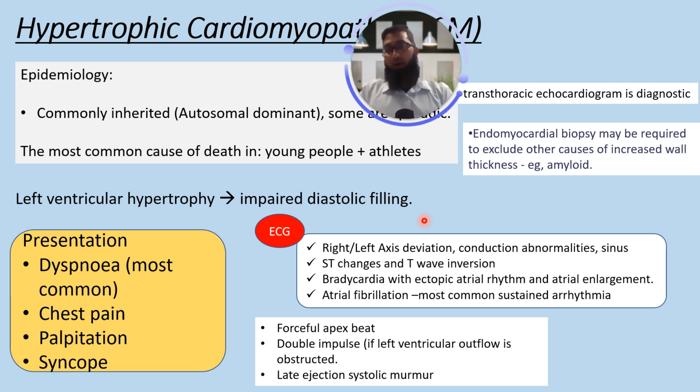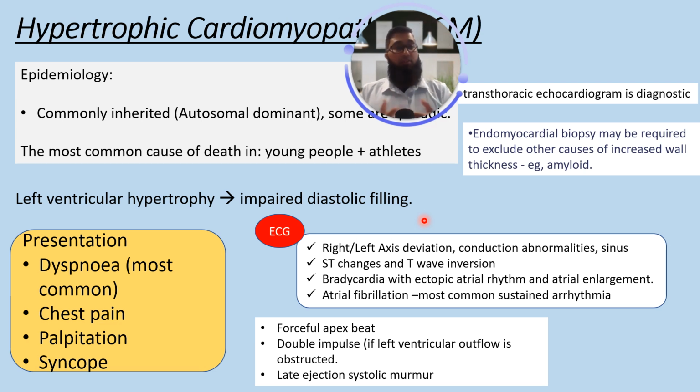Hypertrophic cardiomyopathy causes left ventricular hypertrophy, and therefore you have impaired diastolic filling. The patient will present with dyspnea, shortness of breath. That's the most common symptom. There could be chest pain, palpitations, and syncope.